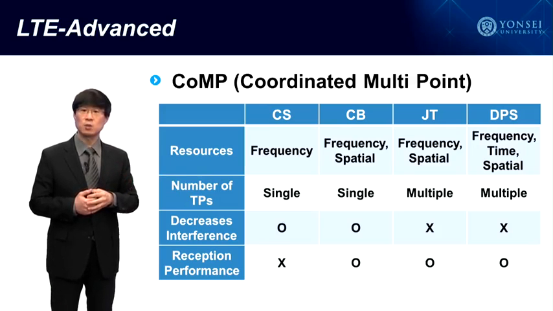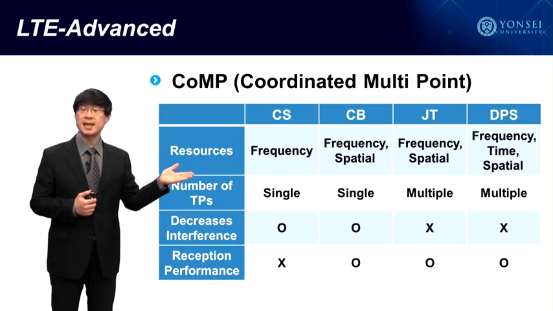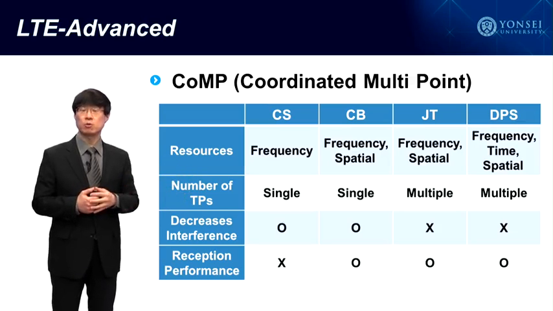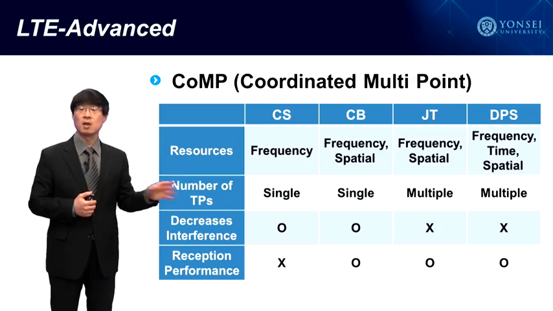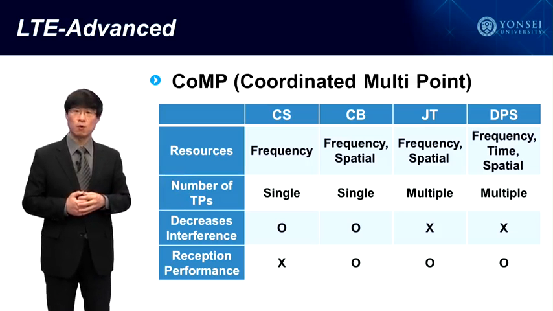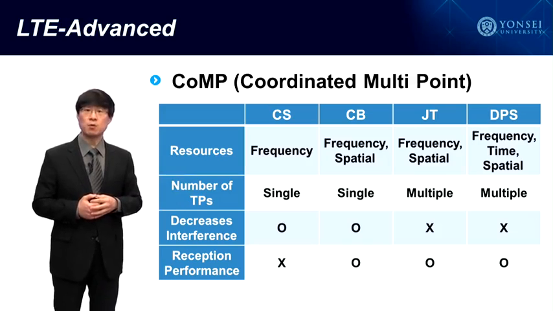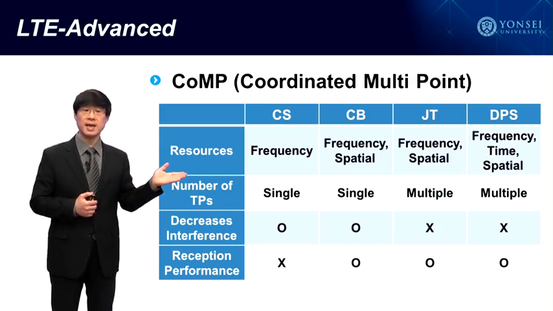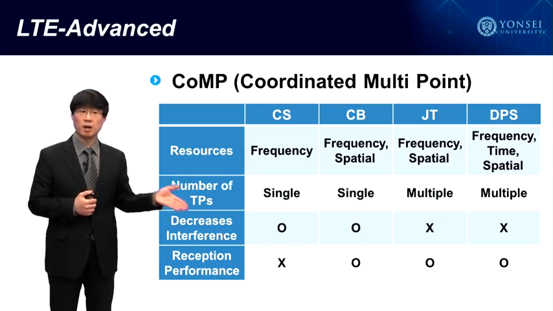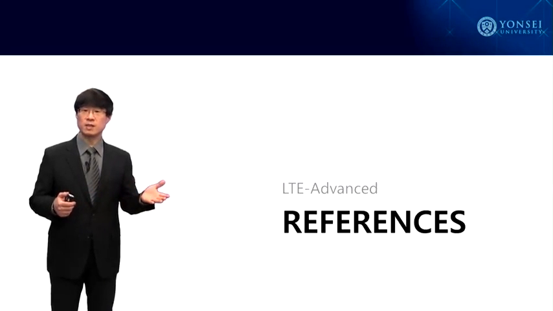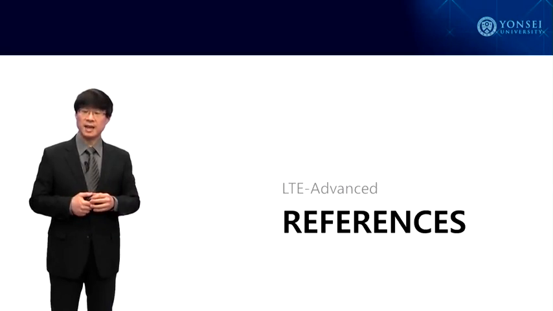Decreases in interference, well, what happens is that CS and CB do show decreases in interference. JT and DPS may not provide that level of performance. Reception performance, well, CS is one that is not as good as CB, JT, and DPS when it comes to reception performance. These are the references that I used on LTE Advanced, and you may be able to use them for further studies on this topic.